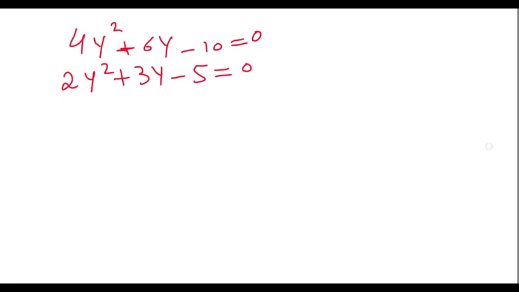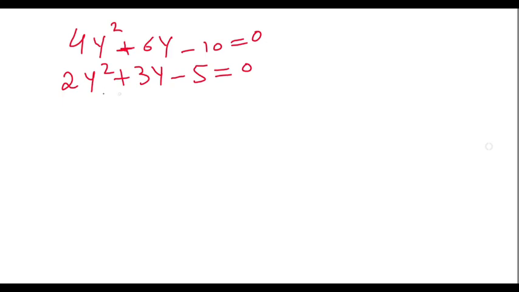Now I'm going to further simplify, so I'm going to factorize this one. You can factorize by grouping, or by cross multiply, or if you don't know how to factorize, you can use the quadratic formula. So I'm going to use the grouping method, and I'm going to factorize this one.